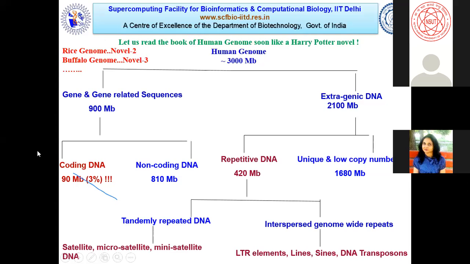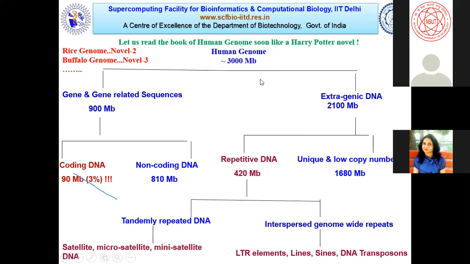And we have been focusing only on the coding part, that is this 3%. Now, what about the non-coding part, all these other things? There's so much to learn from the genome. Some people say that only coding is relevant and the rest of it is redundant. What is redundant? What is this? And they call it junk DNA.